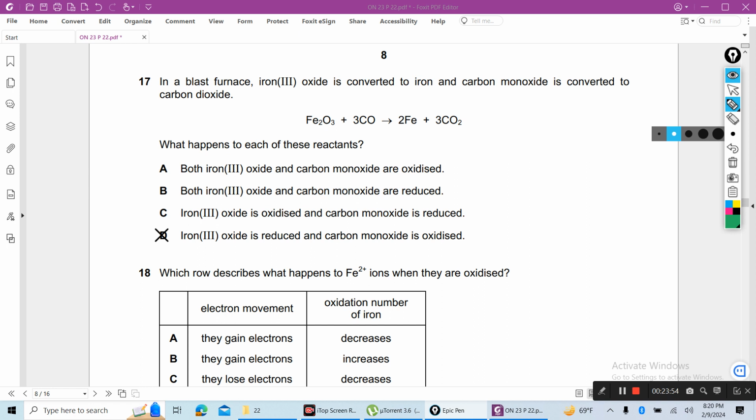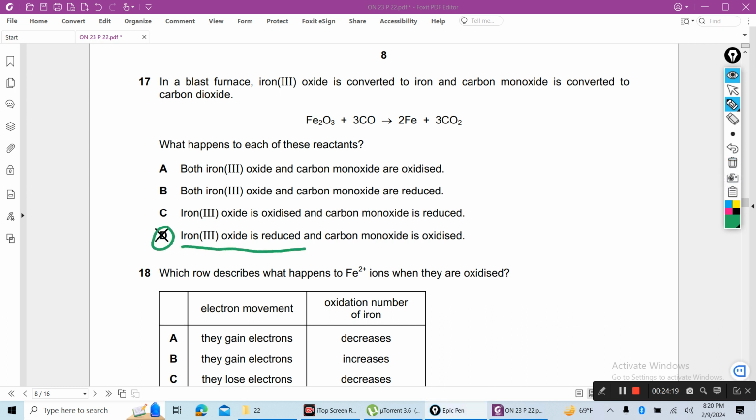In a blast furnace, iron(III) oxide is converted to iron and carbon monoxide is converted to carbon dioxide. Iron oxide goes to iron, carbon monoxide is converted to carbon dioxide. What happens to each of these reactants? You see, D is the correct answer.